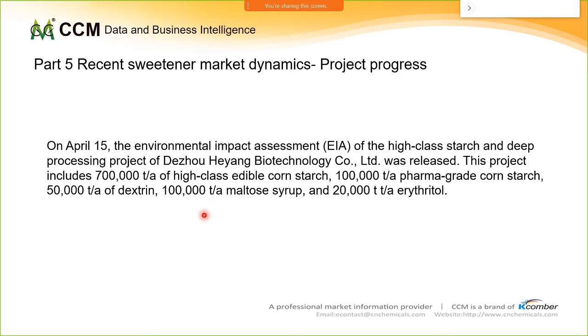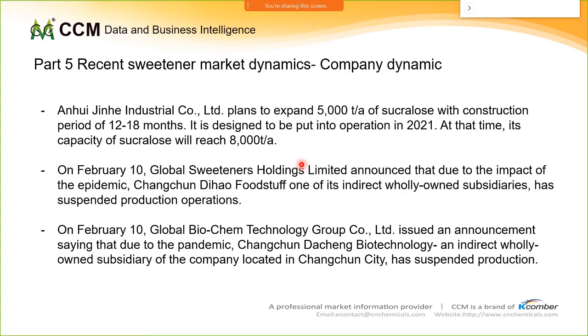environmental impact assessment of the high-end starch deep processing project of Dezhou Heyang Limited was released. These projects include 700,000 tons of high-end edible corn starch, 100,000 tons of pharmaceutical-grade cornstarch, 50,000 tons of dextrose, 100,000 tons of maltose syrup, and 20,000 tons of erythritol. Let's review the company dynamics.